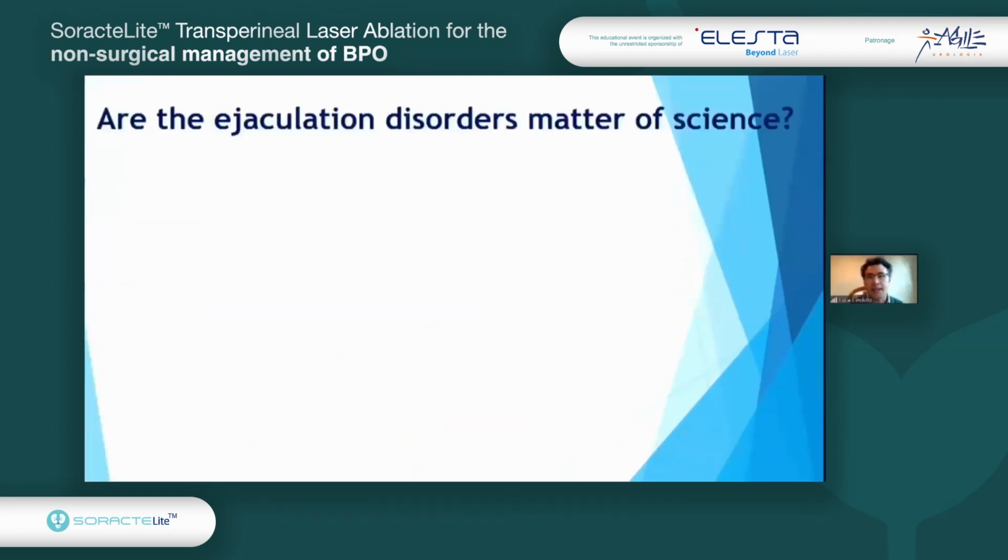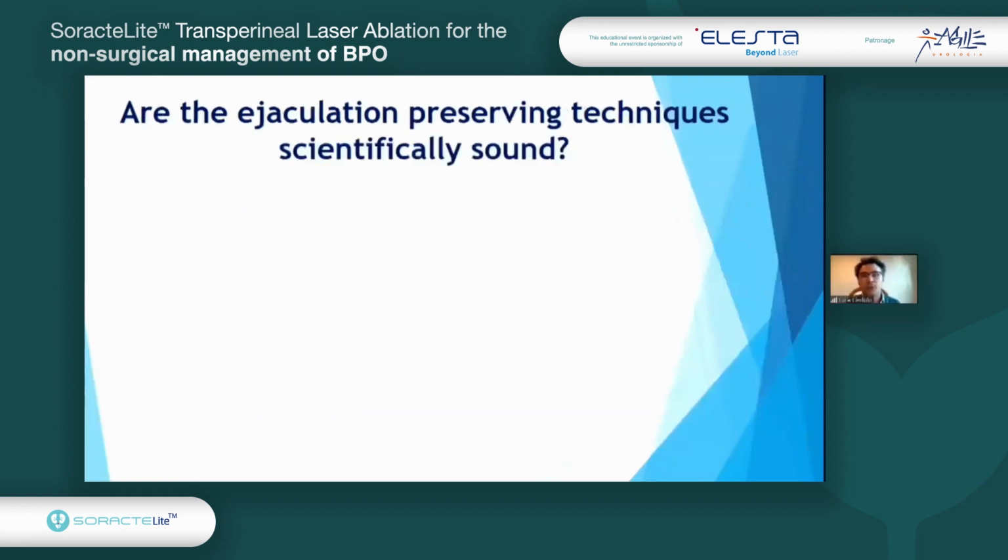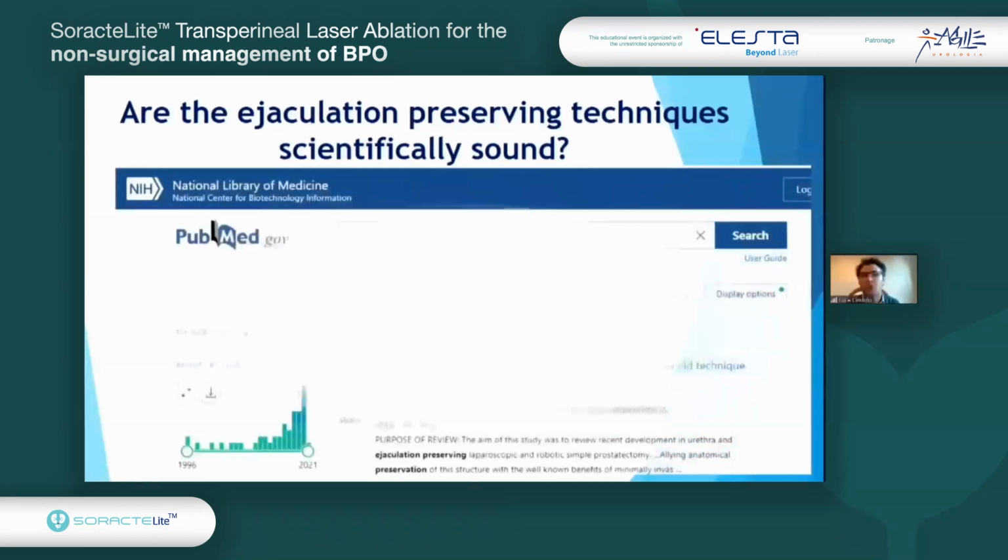bladder function. But in the science, in the literature, we are seeing a real increase of attention on ejaculation disorders, as you can see in this slide. This is a very recent research I've done, and this is an extraordinary way to explore the literature, showing us how ejaculatory disorders are a very hot topic. There is interest from physiologists and also anatomists, and I'm asking you, are the ejaculation preserving techniques scientifically sound? And I will reply as soon as possible, yes.